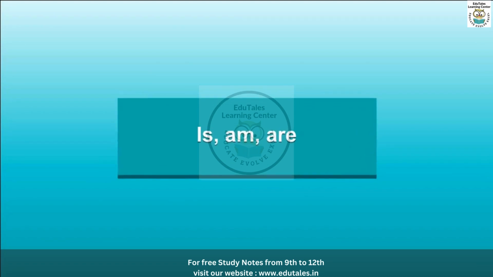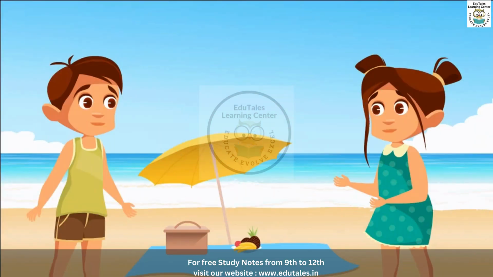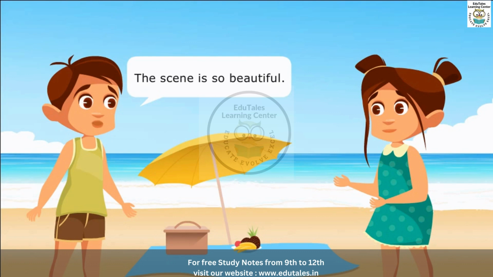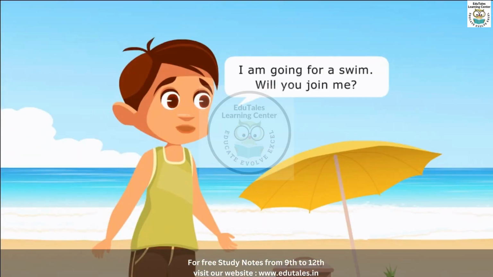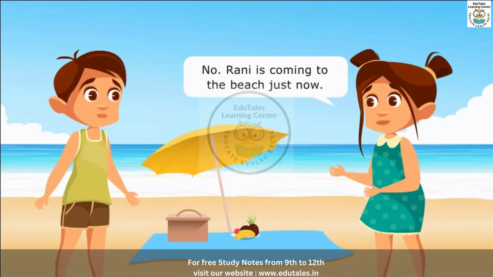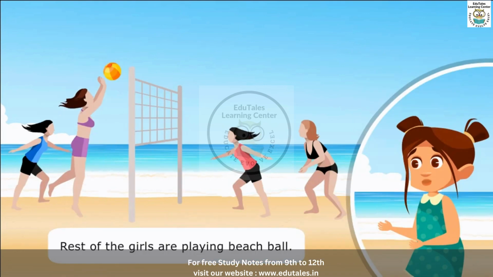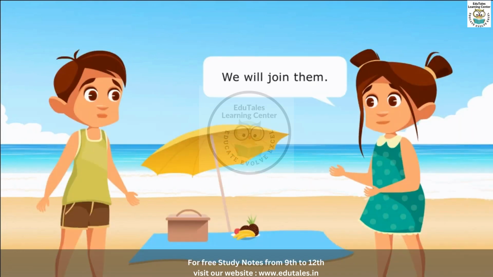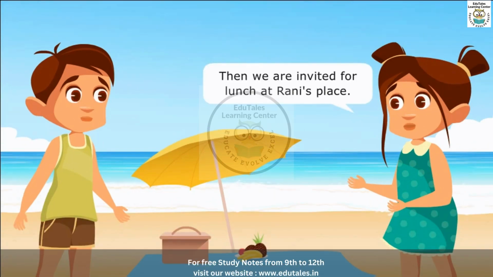Is, am, are. This scene is so beautiful. I'm going for a swim. Will you join me? No, Rani is coming to the beach just now. Rest of the girls are playing beach ball. We will join them. Then we are invited for lunch at Rani's place.